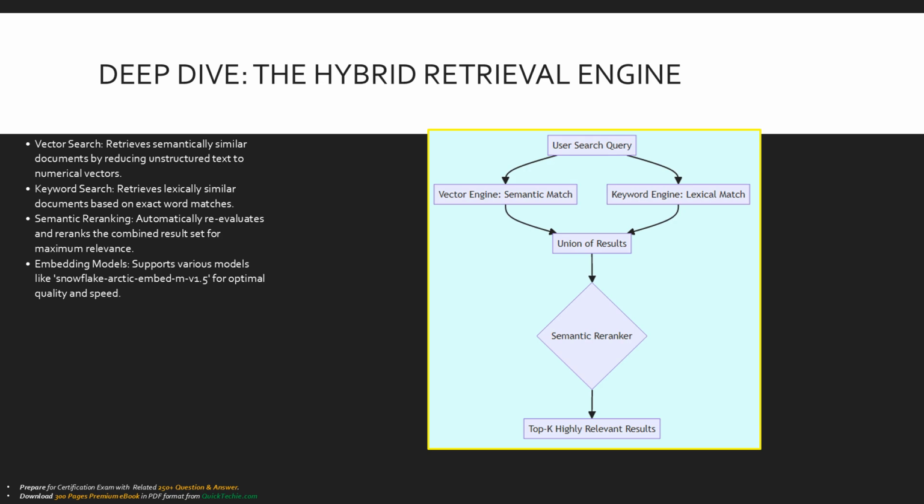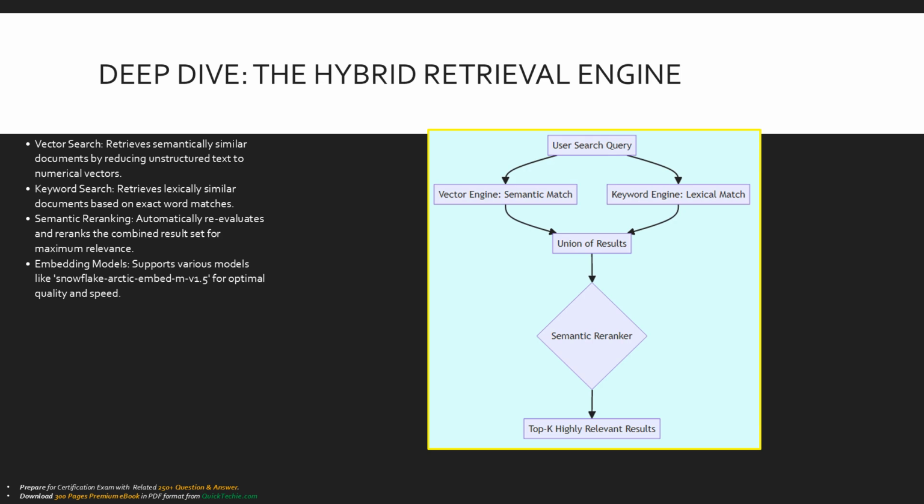Let's trace the lifecycle of a query through this flowchart. At the top, the user search query is ingested. It immediately forks into two parallel processing streams, the vector engine for semantic matching and the keyword engine for lexical matching. This dual approach ensures we capture both intent and exact terminology.